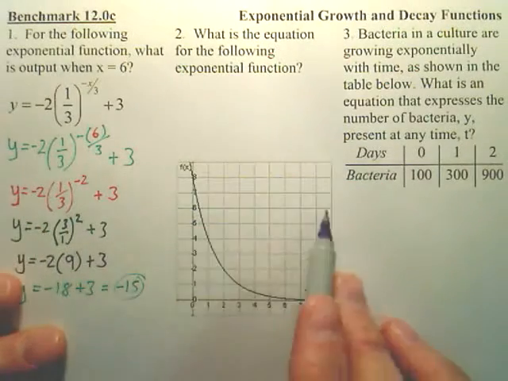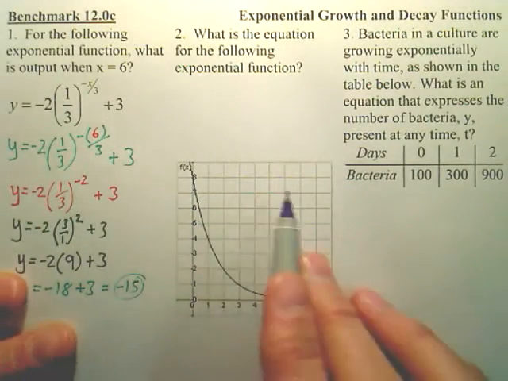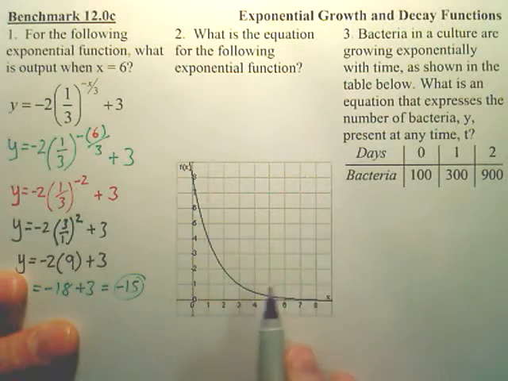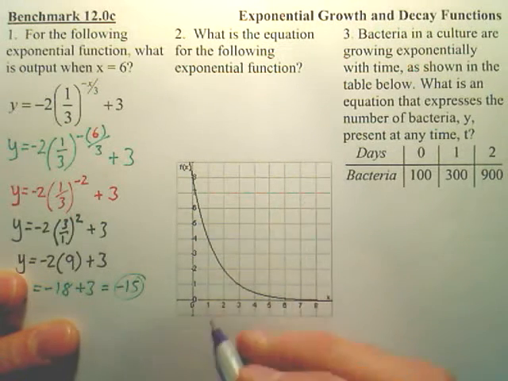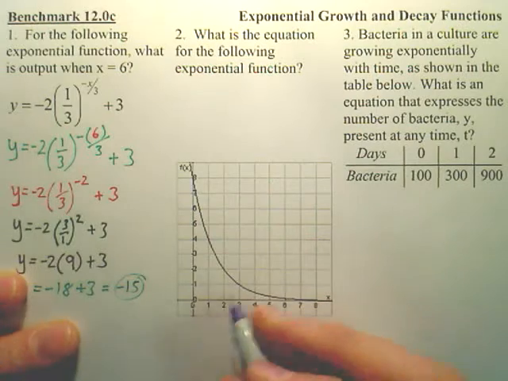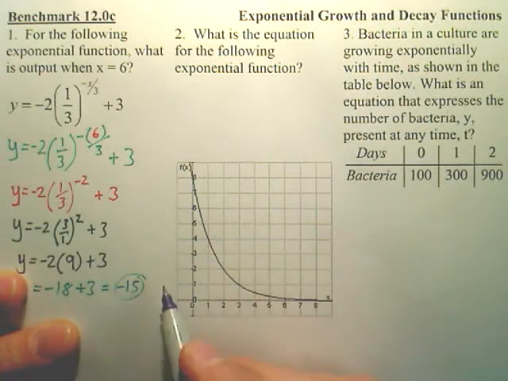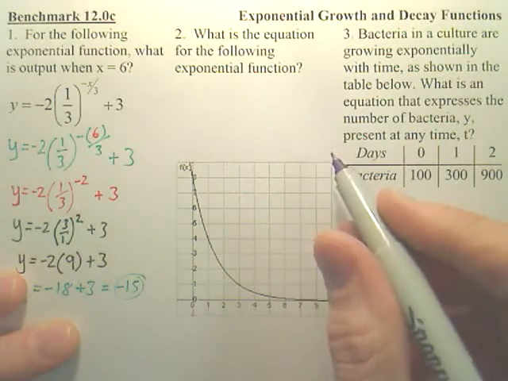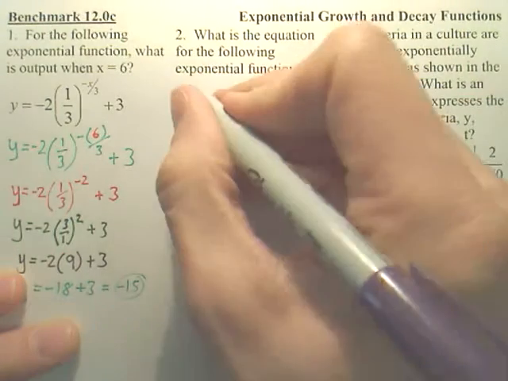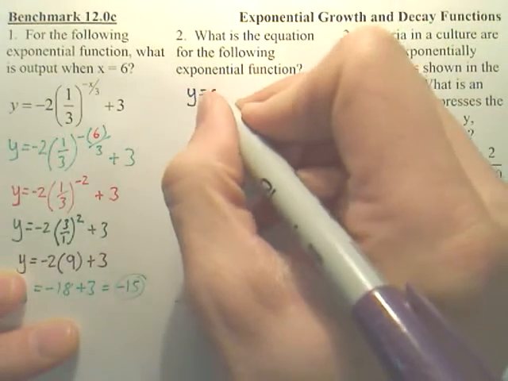What is the equation for this exponential function? First of all, do you understand this is a decay? A decay always goes down. Growths go up. So, here's the formula for an exponential function.